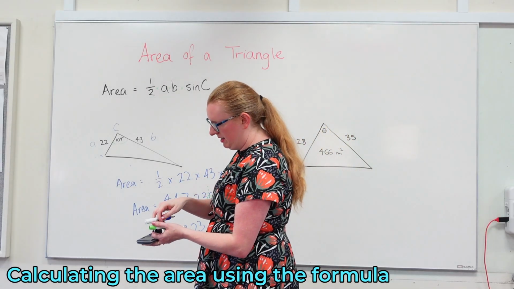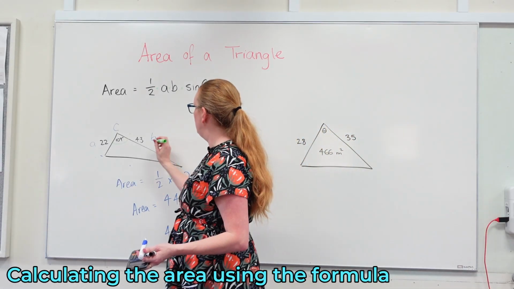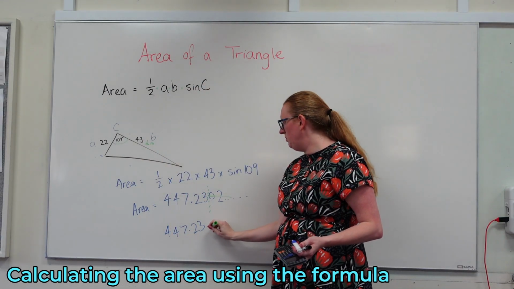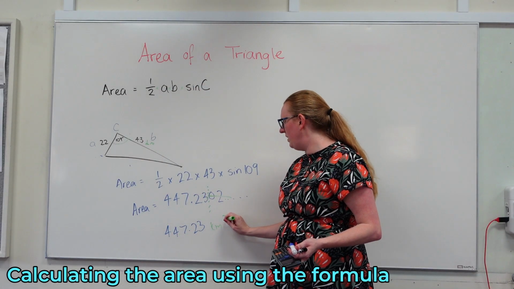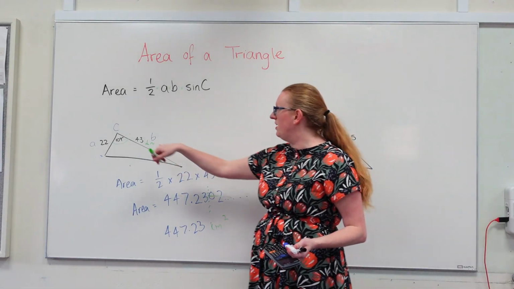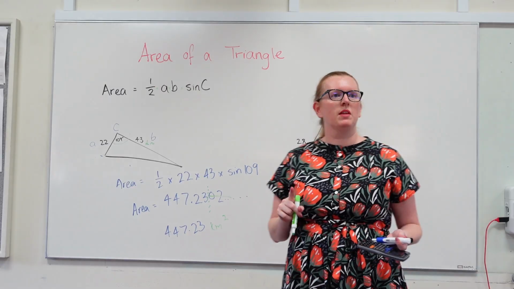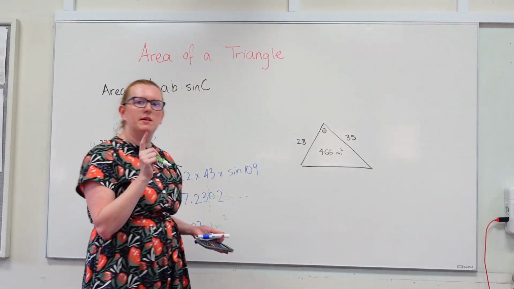Now, if it has units written in your question, you are expected to put units in your answer. Say these were, let's say they were kilometres. That means that this here would be kilometres squared. Squared telling us that it is the area on the inside. Okay, let's try one backwards.